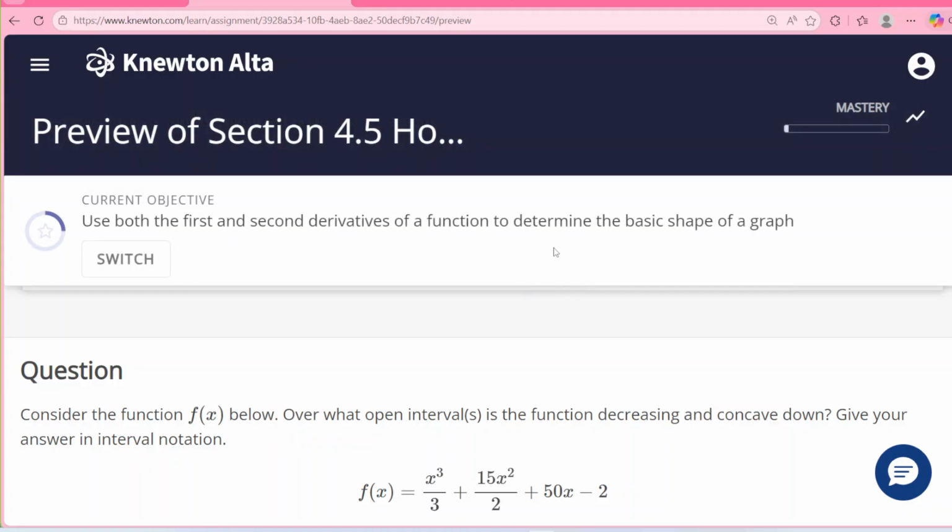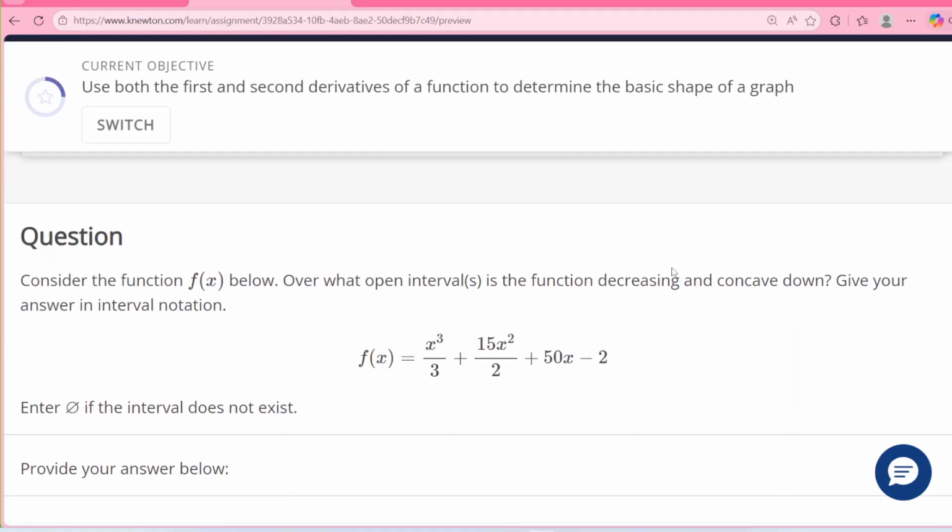All right, so back to that objective where you're talking about the shape of a graph, where a function's increasing or decreasing, concave up, concave down. So it's another polynomial function here, this degree 3 polynomial. And we're asked over what intervals is the function both decreasing, so it has a negative first derivative, and concave down. So that means it has a negative second derivative. So negative first derivative and negative second derivative: decreasing, concave down.